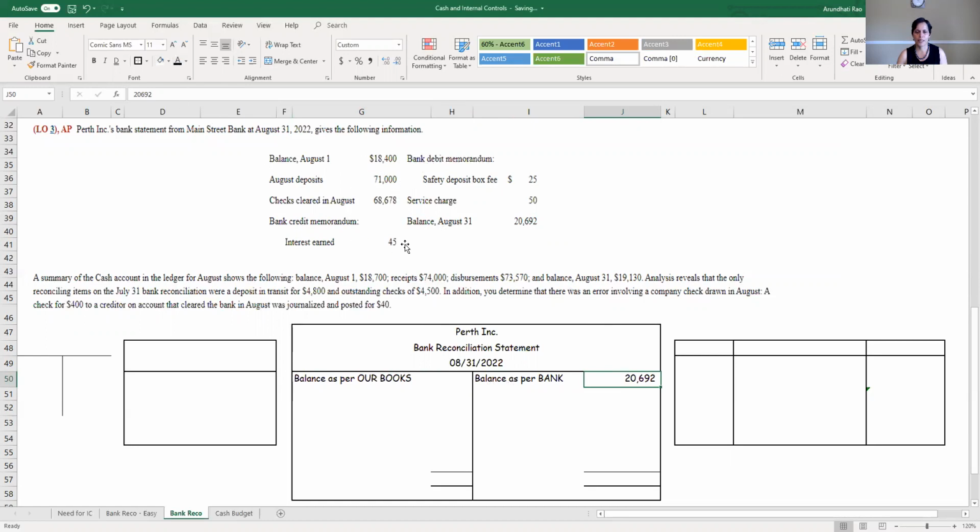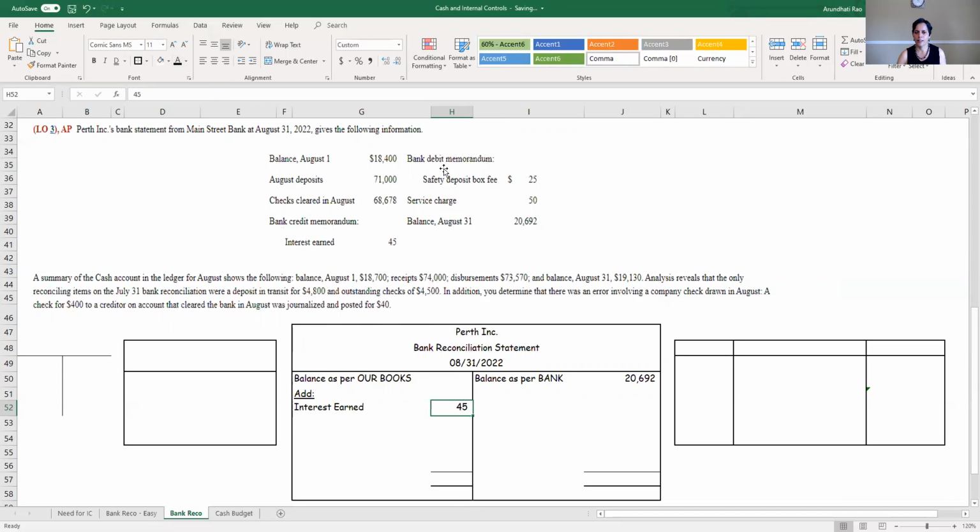Now, from the bank statement, the credit memos and debit memos are basically information telling me the bank has taken care of these transactions, which means they've either added to my account or subtracted from my account. I need to update it. So let's take a look at what we have. Bank credit memo is interest earned, which means they have added money to my account, $45. So let me do the same over here. On our side, I'm going to write add, and it is interest earned. The interest earned is $45. I'm going to write $45 over here.